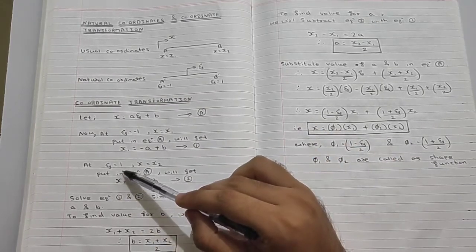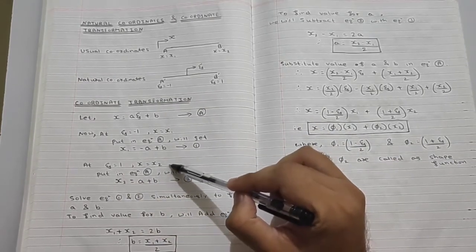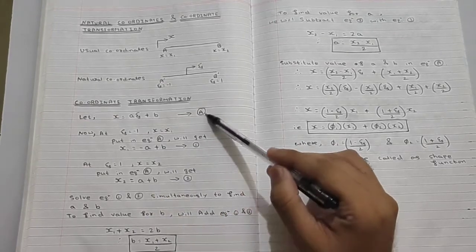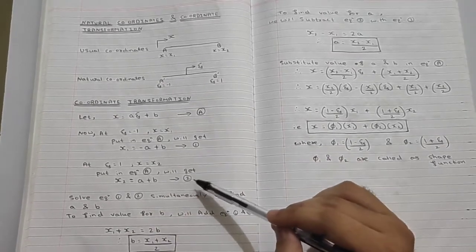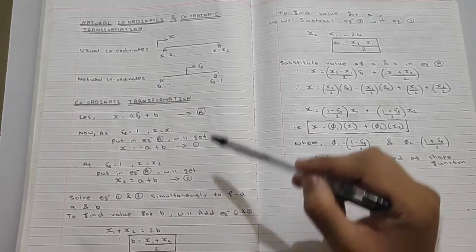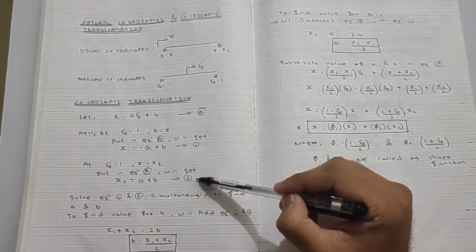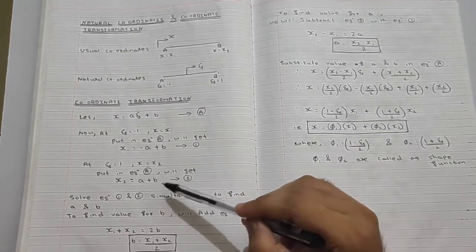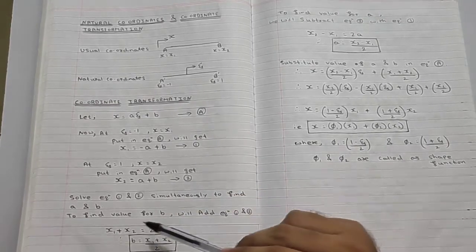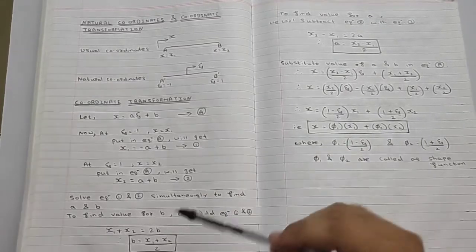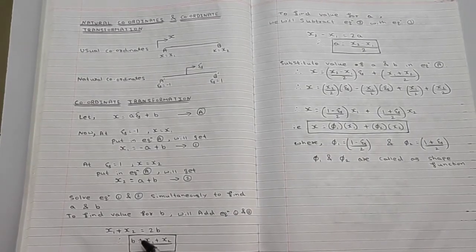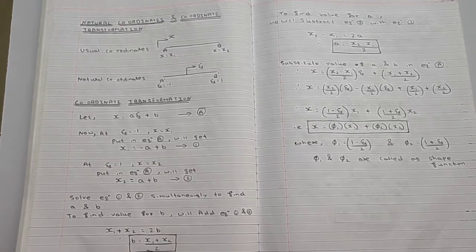At zeta is equal to 1, x is equal to x2. Put in equation A again. We will get x2 is equal to a plus b. We will mark this as equation 2. We will solve equations 1 and 2 simultaneously to find out the values of a and b. To find the value of b, we will add equations 1 and 2. So we will get x1 plus x2 is equal to 2b. That is nothing but b is equal to (x1 plus x2) upon 2.